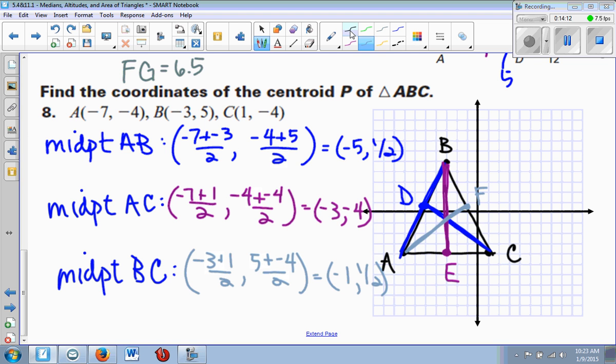To find the centroid of a triangle, you're looking for where the 3 medians intersect. And to me, it looks like they intersect at the point 1, 2, 3 to the left and 1 down. So we would say that our centroid is at -3, -1. Okay, so in order to find a centroid of a triangle, you're just looking for where the 3 medians intersect.